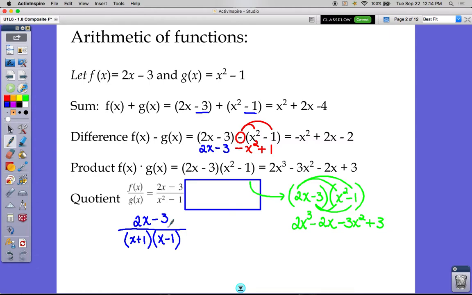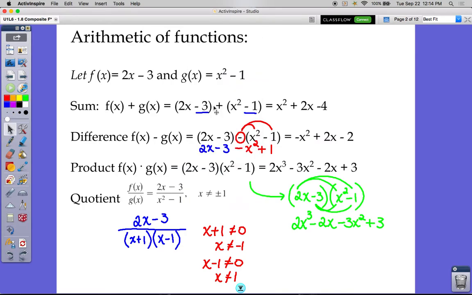In that case, x plus 1 cannot equal 0, which means that x cannot equal negative 1. Likewise, x minus 1 cannot equal 0, which means that x cannot equal 1. So I have some restricted values here, but that's the only thing that's different with division. Just, I have some restrictions.